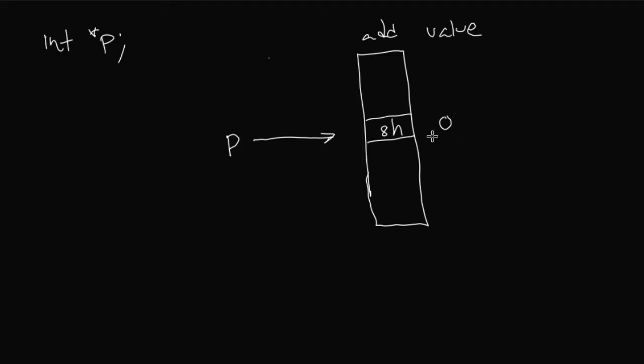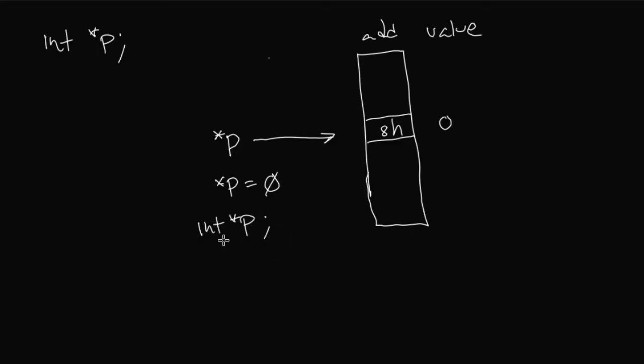Now if we want to access the value inside this 8H, we just need to dereference it here, and voila, this one is equal to 0. So technically *p is equal to 0. Now 0 is an integer, so we might as well put here int *p, right?